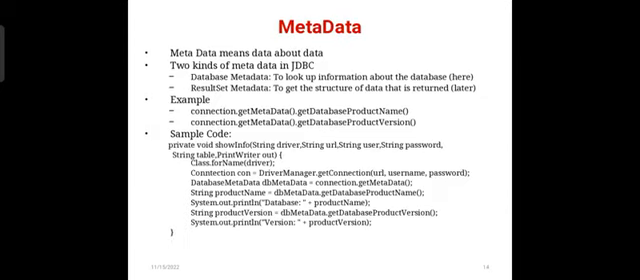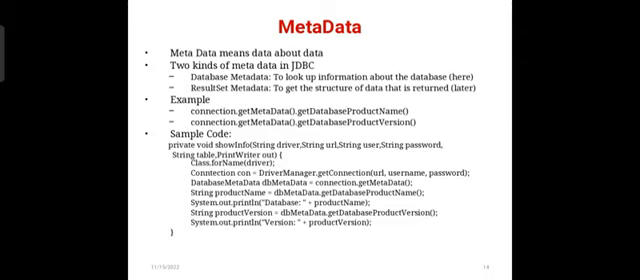Metadata is data about data, or we can say a data dictionary. There are two kinds of metadata in JDBC. One is DatabaseMetaData. It is used to look up information about the database. And the next one is ResultSetMetaData. It is used to get the structure of the data that is returned later.